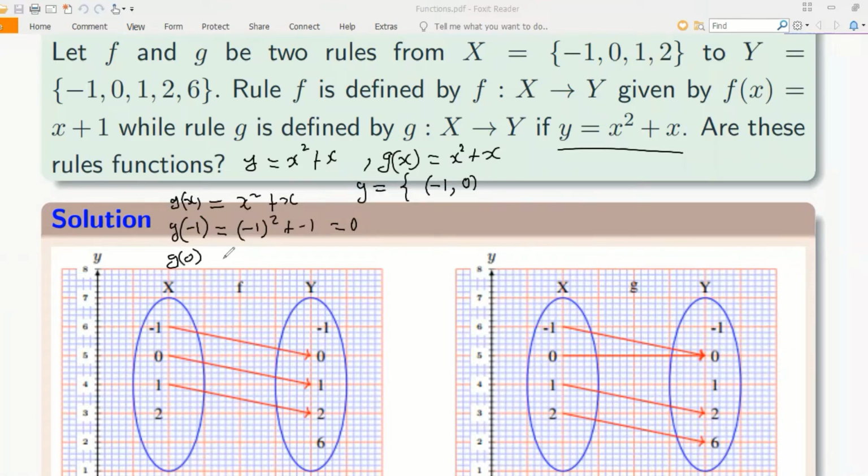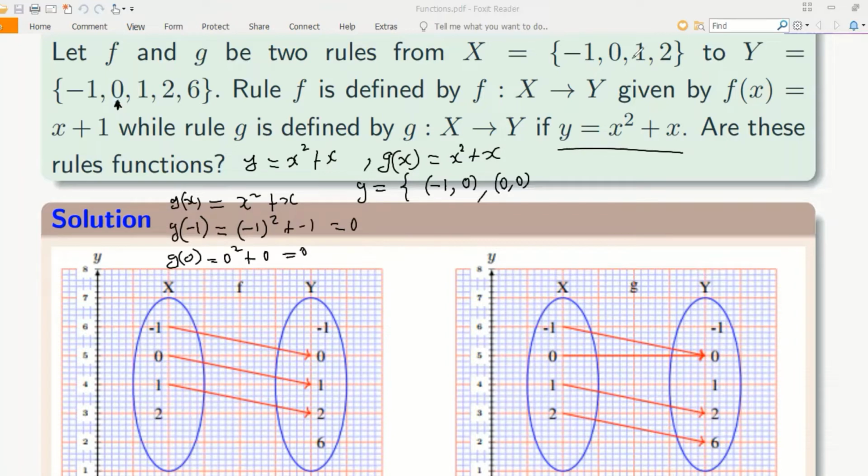So this will be 0 squared plus x. x is 0 here. So this will give us 0. So that means that 0 would be assigned to 0 in Y. So let's just check if, first of all, this image is there. The image is 0 here. Yeah, it's in Y. Y has 0, so it's okay. -1 will be assigned to 0, and 0 will be assigned to 0 in Y.